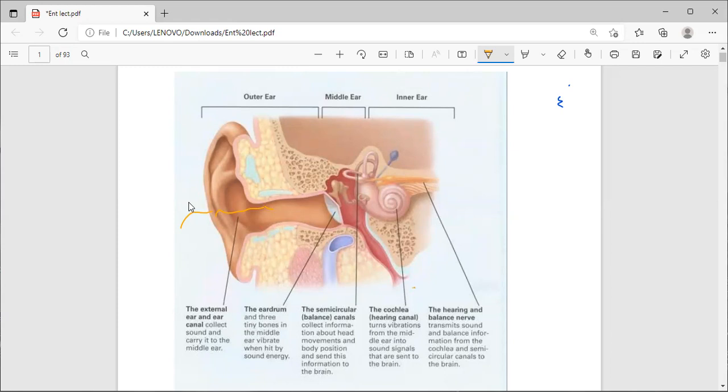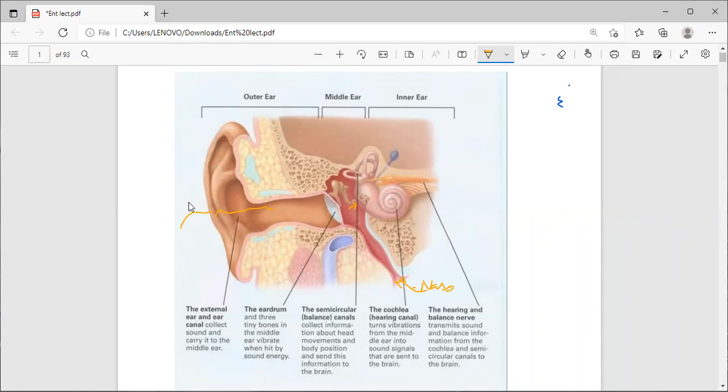So most of the infection from the nasopharynx will go upward into the middle ear. Now this third thing is the semicircular balance canals, which collect information about head movement and body position. So this information will be given further into the inner ear.